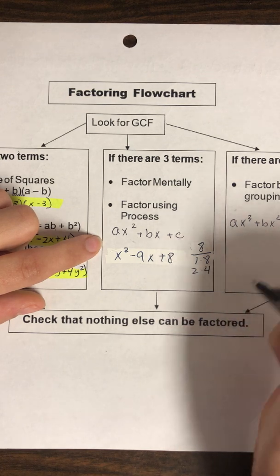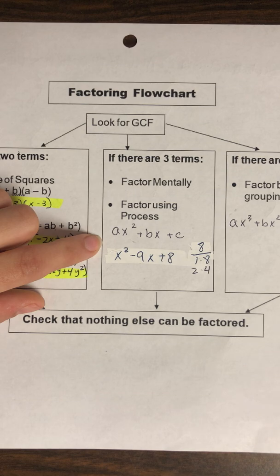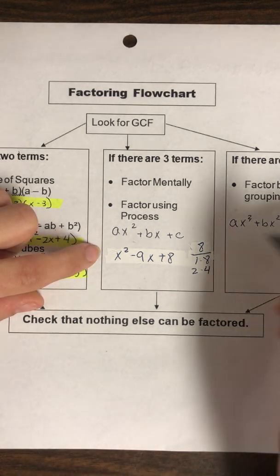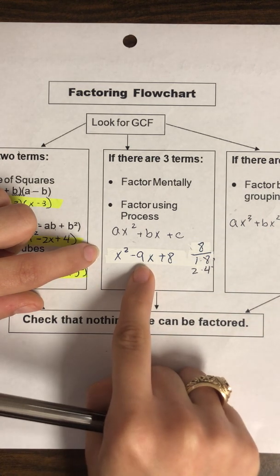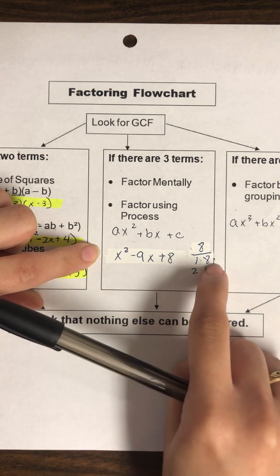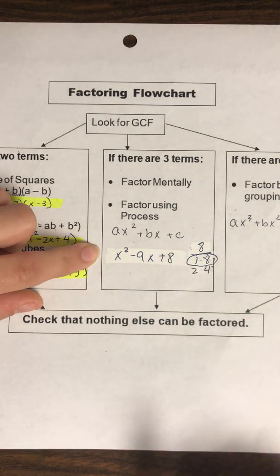2 times 4 equals 8. 3 times nothing. 4 times 2, but we already repeated, so we're done. Now, I have to choose one of these pair factors that add or subtract to give me 9. So 2 plus 4 is 6. That's not 9. 1 plus 8 is 9. So these are the ones I'm going to go with, 1 and 8.